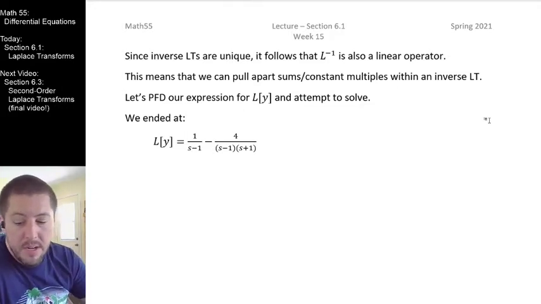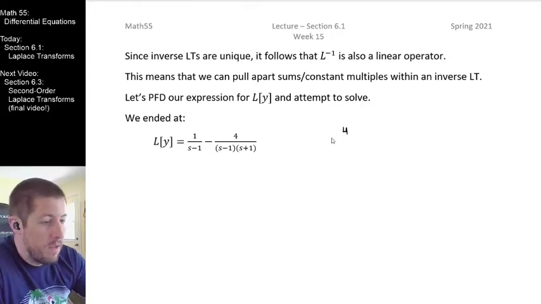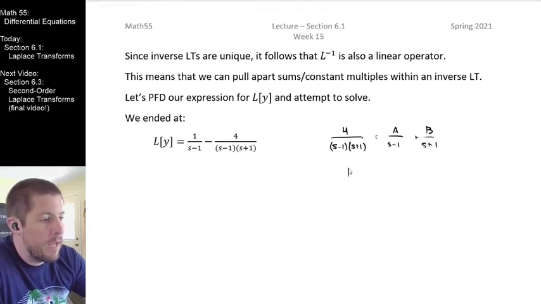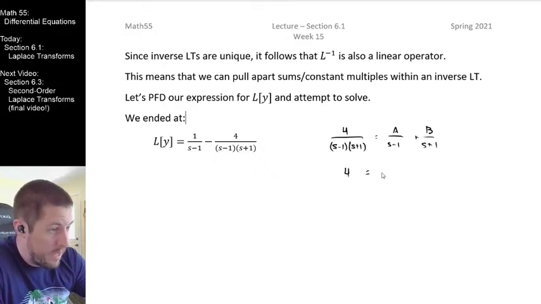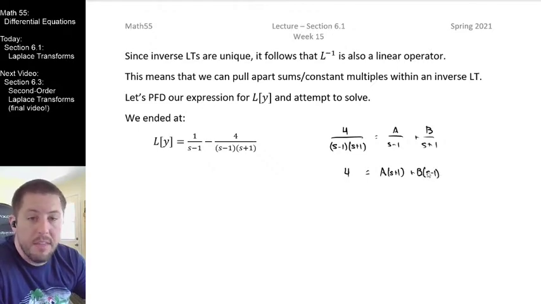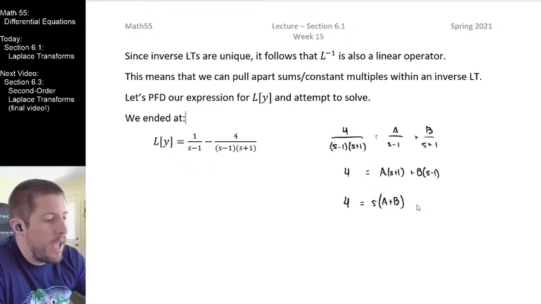So let's go ahead and do the partial fraction decomposition of our expression for L of y and then attempt to solve. This should be equal to a over s minus 1 plus b over s plus 1. I'm going to multiply by the whole denominator on the left here. It's going to give me a times s plus 1 plus b times s minus 1. Rather than having these grouped by the a's and the b's, I want these grouped by the s's and the constants. So I'm now going to write this as 4 equals, how much s stuff do we have? We have a plus b of it. And then the next grouping is how much constant stuff do we have? We have a minus b of it.